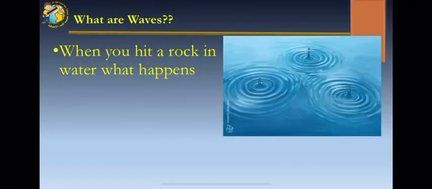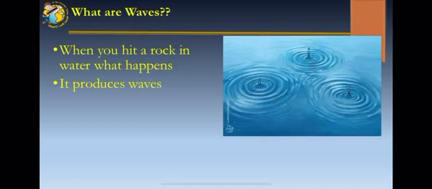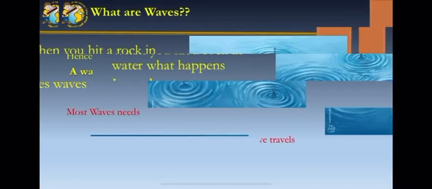Now, look at this picture. This usually happens when we hit a rock on water. I'm sure most of you has done this. What happens? What is this thing called? What is the picture showing you? When we hit rock on water, it produces waves or ripples, and ripples are kind of waves.